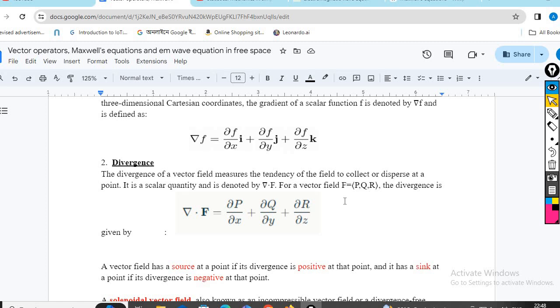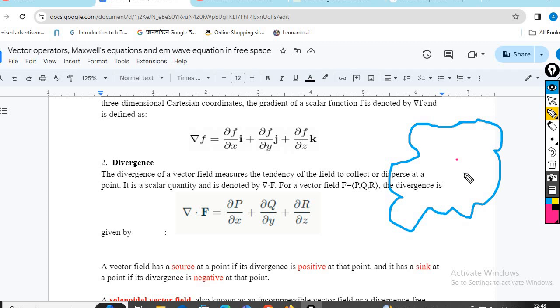The divergence of a vector field, obviously you have converted any of the fields into a vector field. So the divergence of a vector field measures the tendency of the field to collect or disperse at a point. Now again you can just consider a point on the surface. So this is the vector field. Now we are considering any point over this. Now we need to measure whether that field is collected over there or dispersed over there.